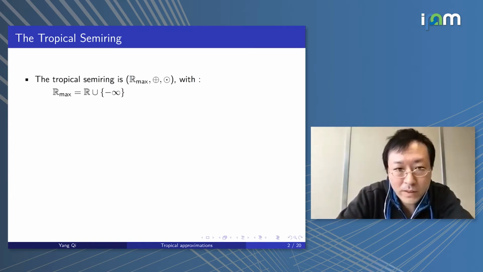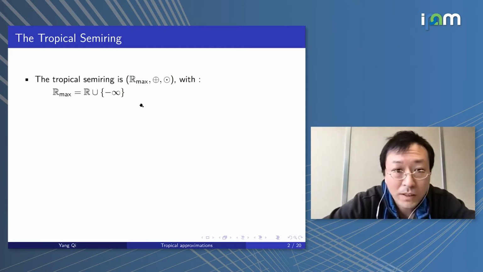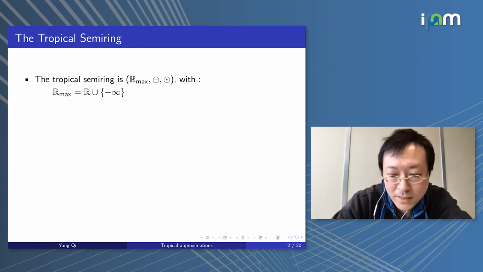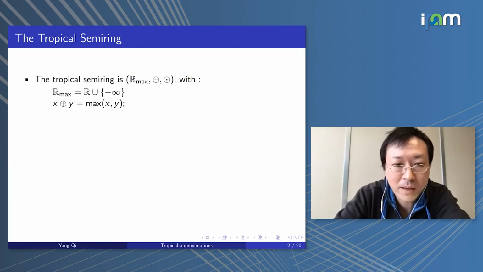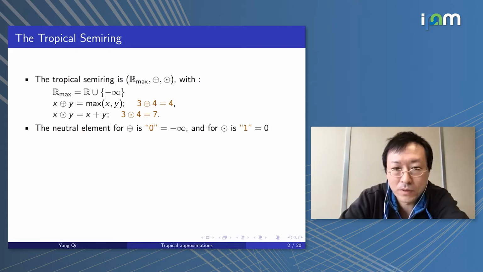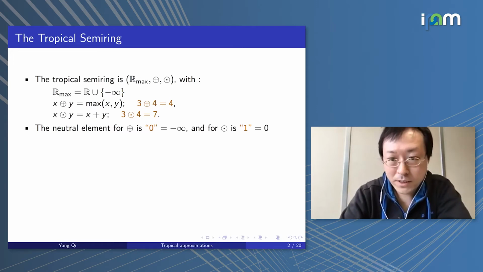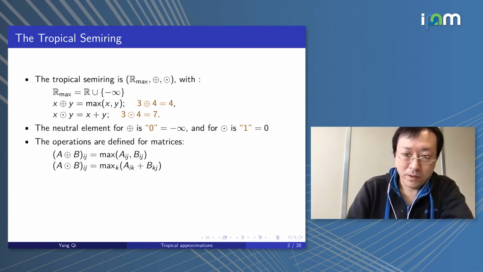In this talk, we are working over the tropical semiring, which means we work over R max. It is the union of the real numbers and negative infinity, and we redefine the addition operation so that x plus y is just taking the maximum of x and y, and x times y is just x plus y. The neutral element for the addition operation is negative infinity, and for the multiplication it is the zero element.